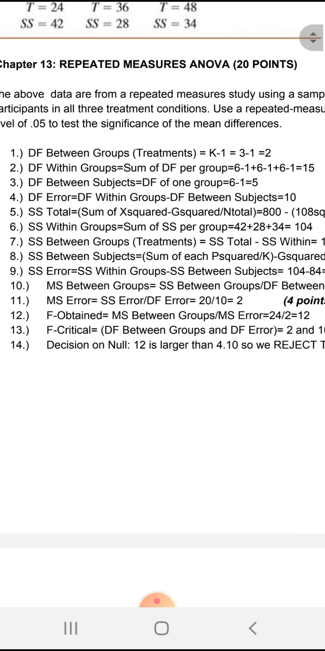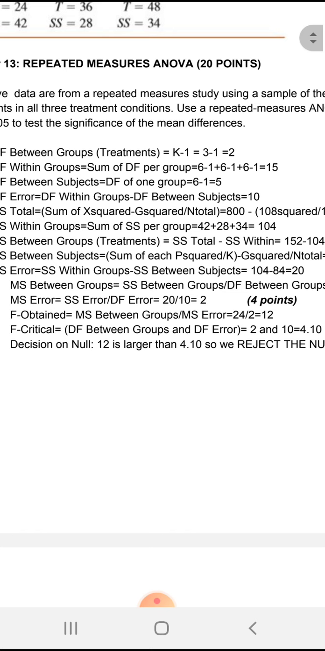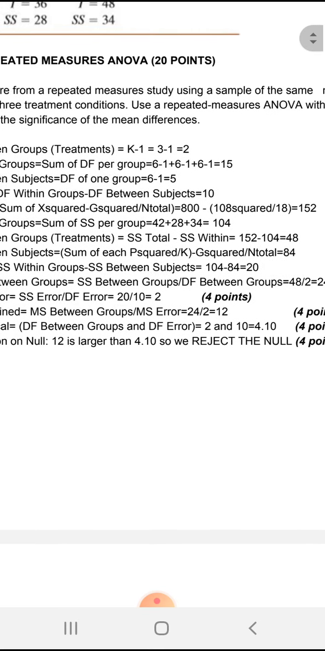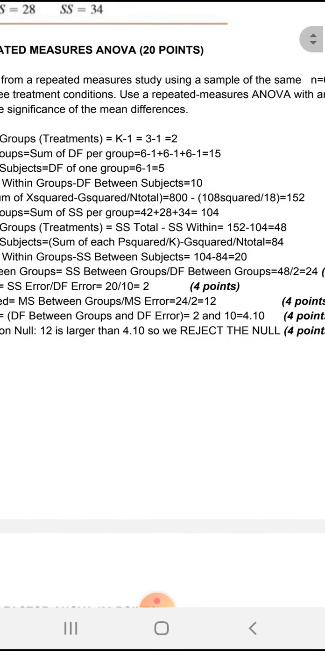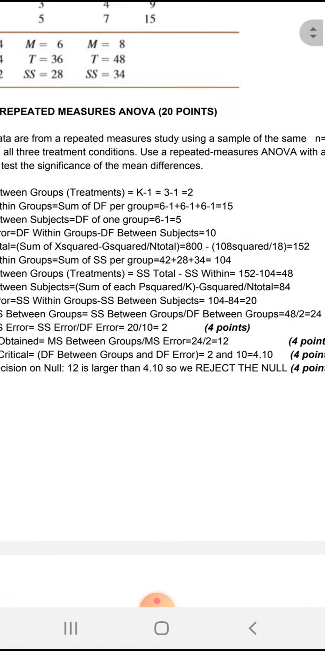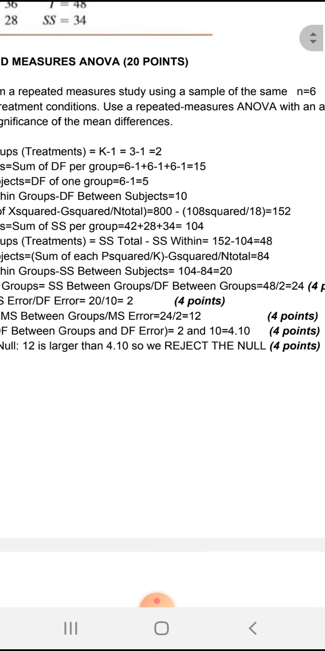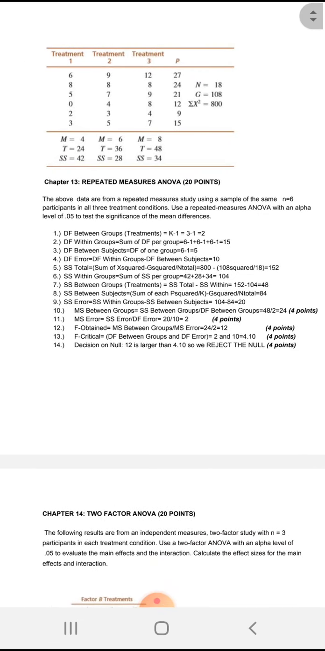The F critical value uses the degrees of freedom between groups on the horizontal plane of the F table, and DF error is used on the vertical. So that would be 2 and 10. If you go to 2 and 10 on the table at 0.05, you will get a critical value of 4.10. Now, what's the decision on the null? Well, our F obtained is 12, and that's larger than 4.10. So we reject the null hypothesis and have a significant result.